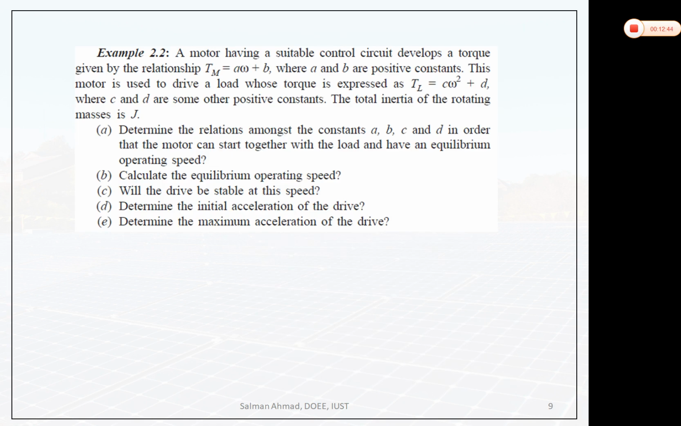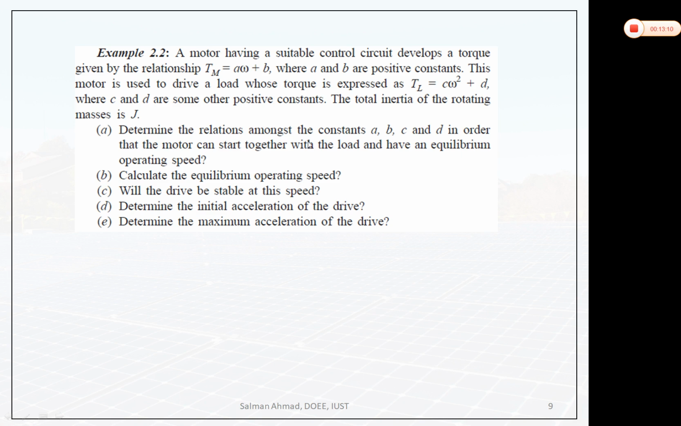Now we have one example. This is from the Basic Electrical Drives book of GK Pillai. We have a motor that is suitable to control the circuit and develops a torque given by the relationship Tm, the motor torque, is given by this, where A and B are positive constants. Load torque is given by this, where C and D are positive constants. Moment of inertia is J.